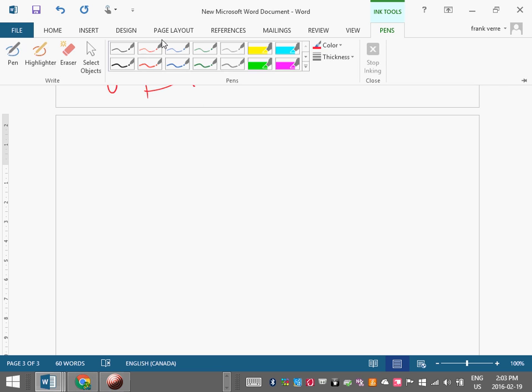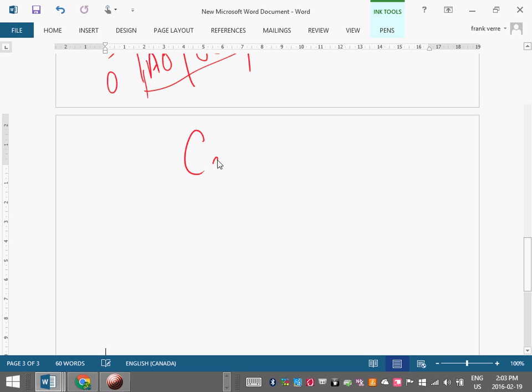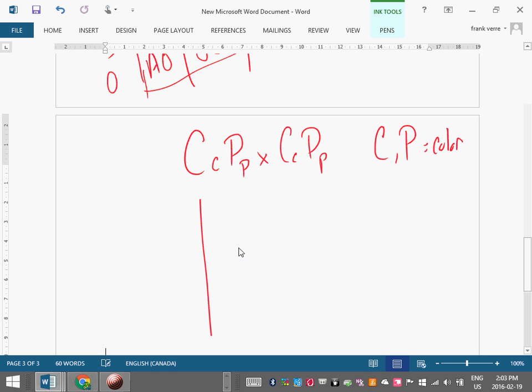So in that example, we have big C, little c, big P, little p, crossed with big C, little c, big P, little p. We need big C and big P for color, because they affect each other. So how do you do this question? Well, same way you did your other one. It's still a dihybrid cross.